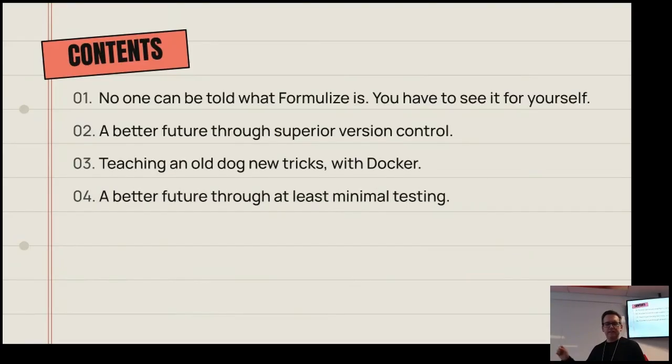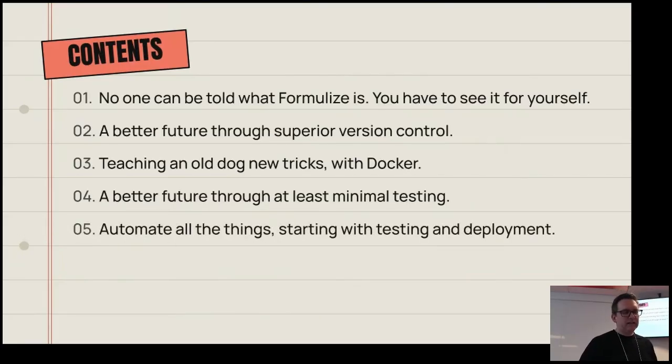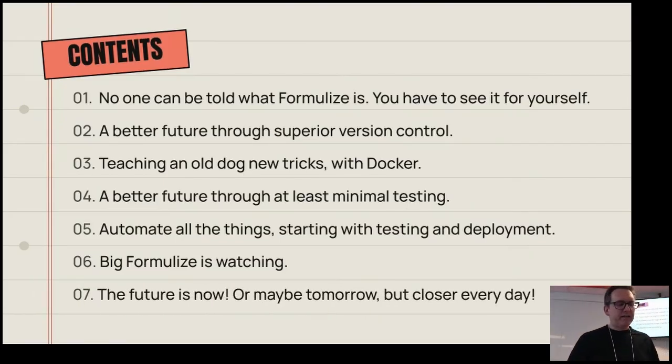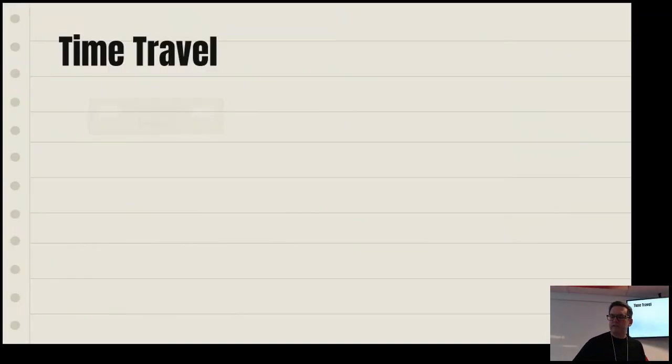A better future through at least minimal testing. It would be nice to have more testing. It would always be nice to have more testing. For a long time, we had no testing. Who needs testing? Well, it's a good thing. Automate all the things. This is, I think, a key part of any good practice, of course, is automating as much as possible so that you don't miss a step, like leaving the Git folder open to the public and stuff. Anyway, Big Formalize is watching. Talk just a little bit about keeping an eye on things and the future. Future is now, or at least tomorrow, or soon. Future is very soon.